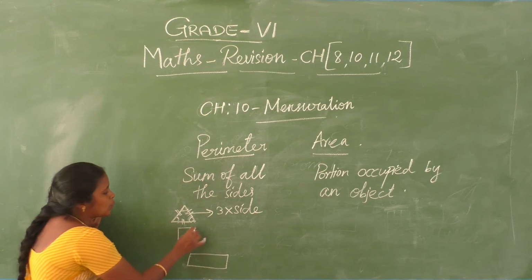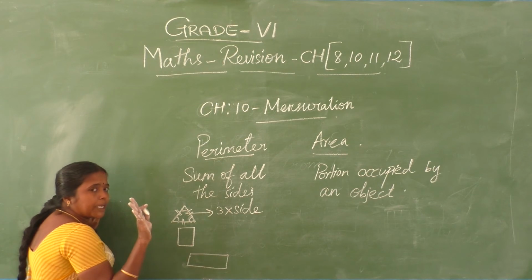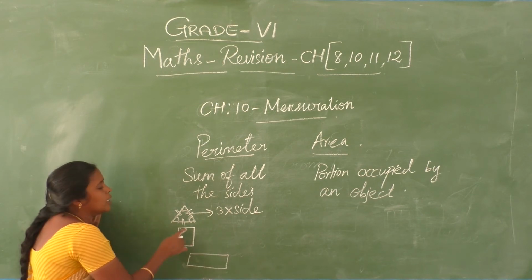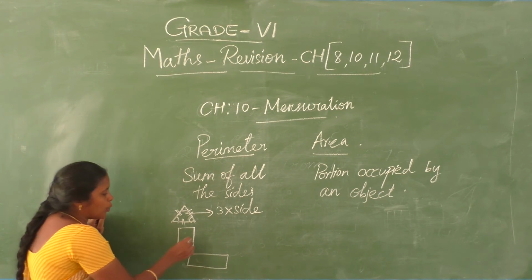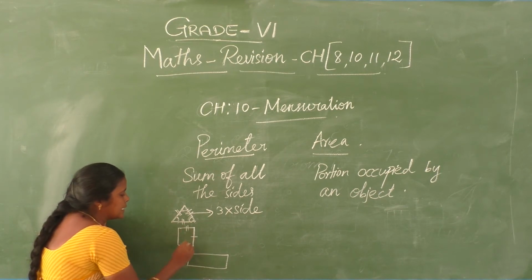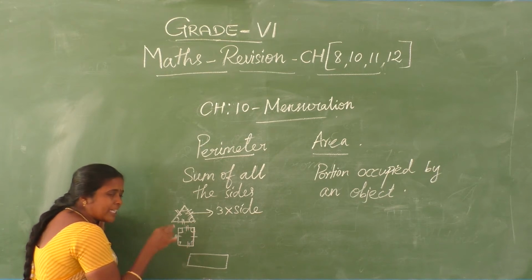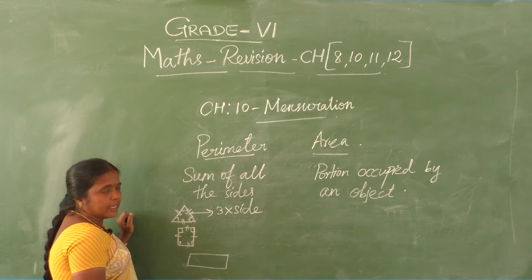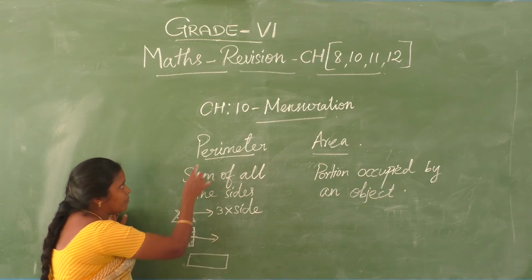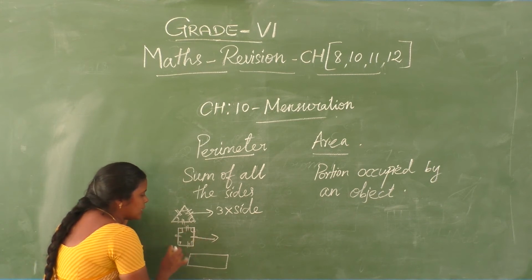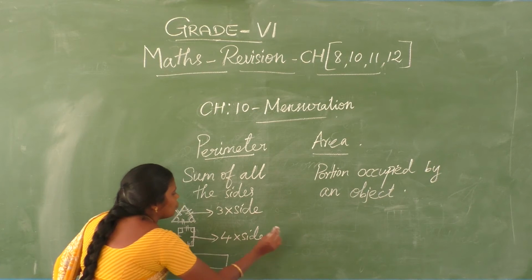Clear? Square is in the quadrilateral category. A 4-sided polygon is a quadrilateral, no? In this, the regular quadrilateral means square only. Square only has all the sides equal and all the angles also equal. So square is a regular quadrilateral. If the figure is regular, what is the formula for finding perimeter? According to the number of sides. So 4 into side.